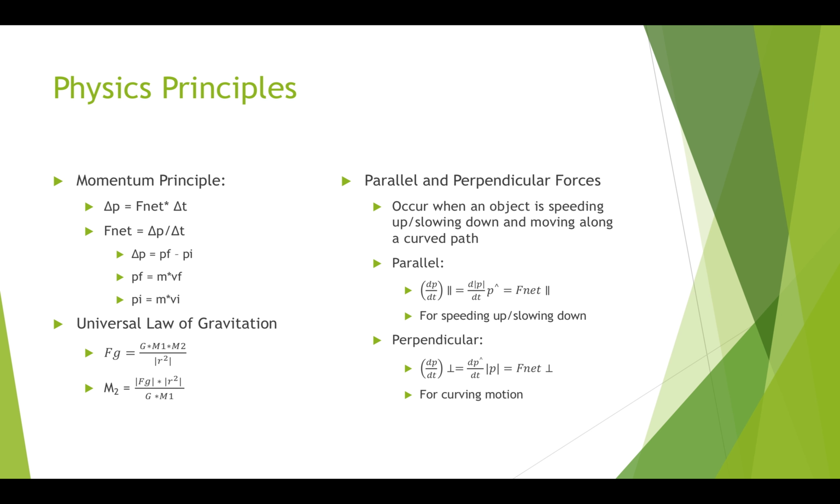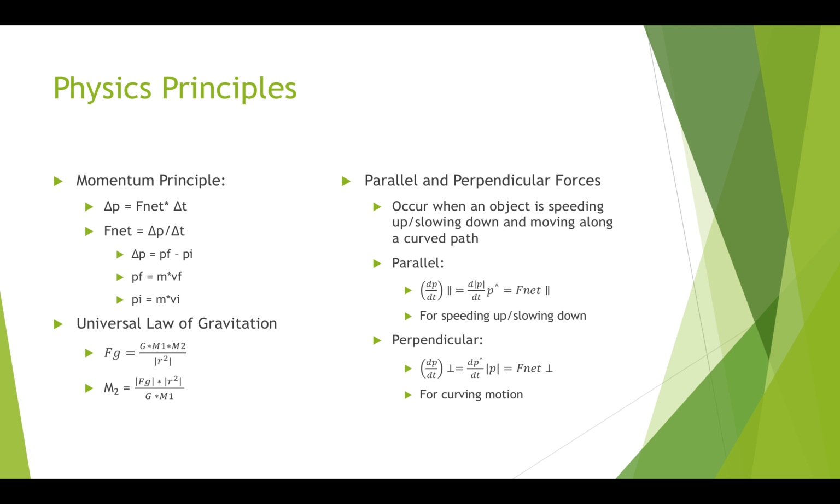There were three major physics principles involved in this lab. The first was the momentum principle, which states that the rate of change in momentum is a result of the product of the net force and the change in time. When this is rearranged, the net force is equal to the rate of change in momentum over the change in time. The change in momentum is found by subtracting the initial momentum from the final momentum, and momentum itself is calculated by multiplying the mass times the velocity.